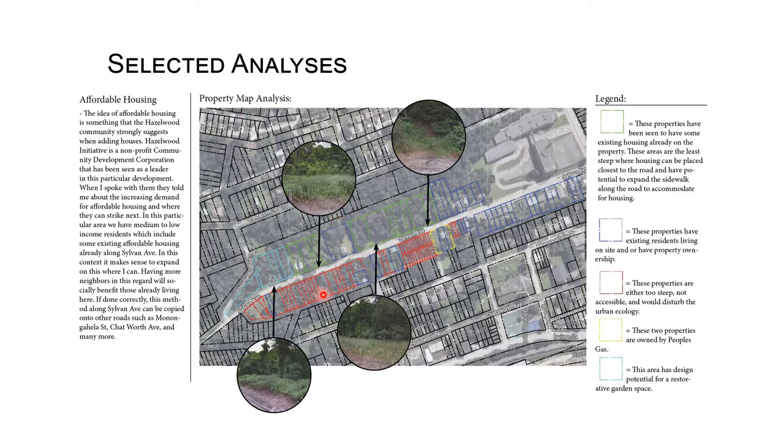There are some existing concrete housing pads here as well from the past that indicate to me there used to be homes here. The cyan is a wide flat area. I have found potential to add a restorative garden space, which I will be explaining later on.